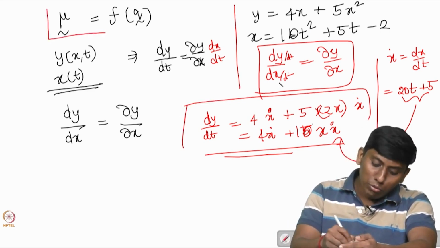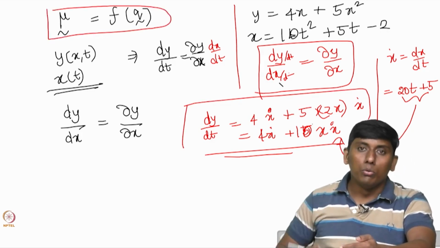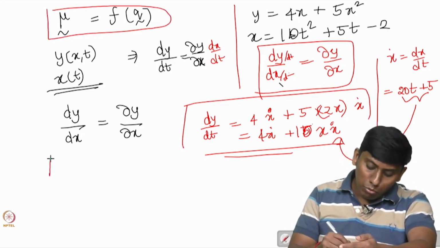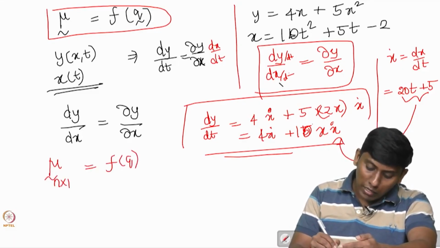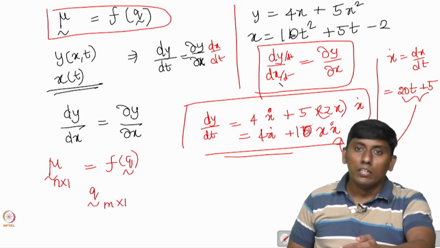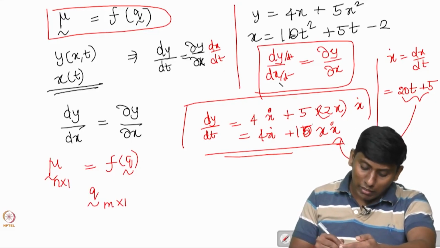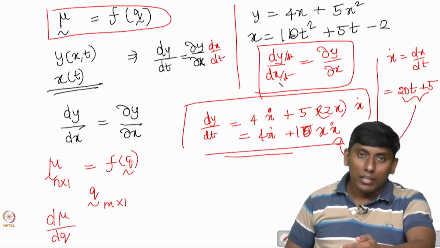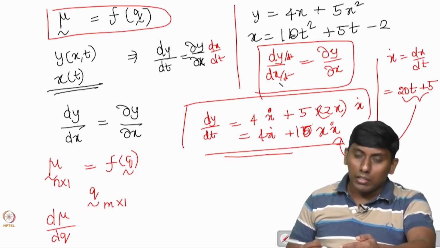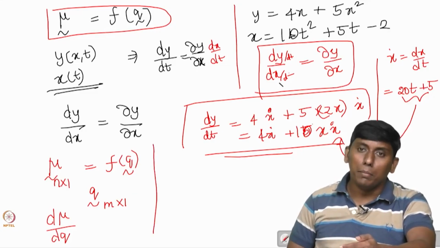But now mu is a vector and q is also a vector. In the sense, mu is n cross 1, and f of q, where this q is m cross 1. So now what you are interested in is d mu by dq. It is not straightforward. So for that, Jacobi has given a method.